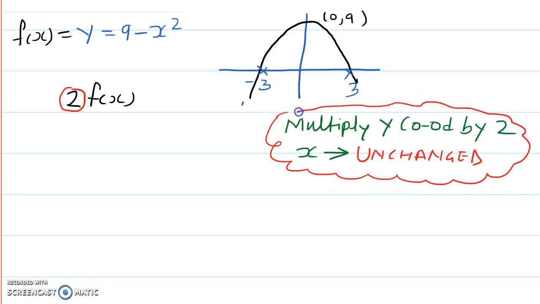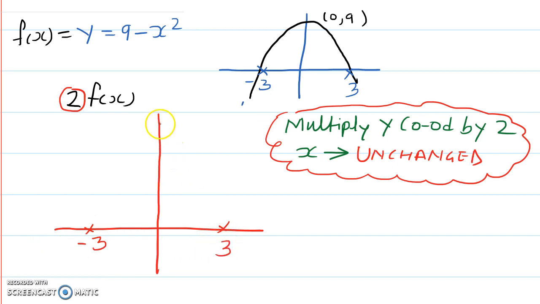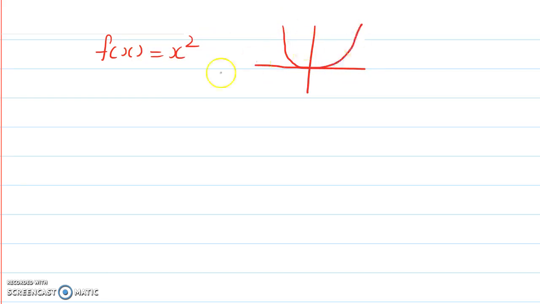So let's plot this. Minus 3 and 3 remain the same, and for this point, the y coordinate will be multiplied by 2. Earlier it was 0 and 9, and now it is 0 and 18. It should not be exact, but the coordinates should be right.